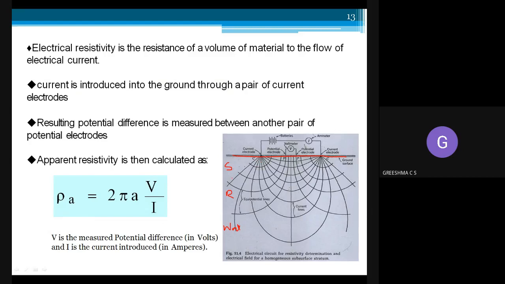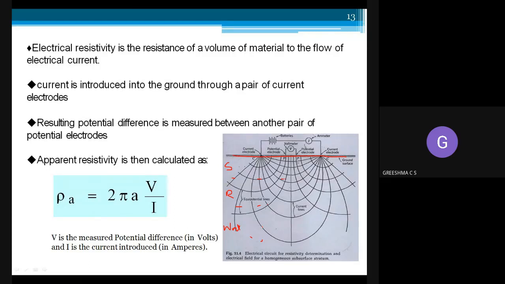The current will not pass through the sand at the same speed as through the rock, and it will not pass through the rock at the same speed as through water. That means sand will give a resistance of a different nature, rock will give a different resistance, and water will also offer a different resistance. Based on this resistance, you can calculate the material that is underlying. We can find out what the material is.